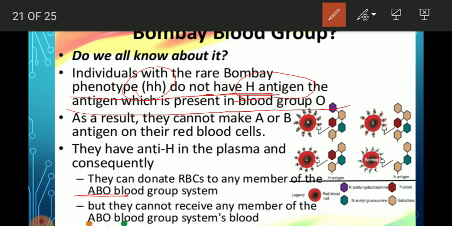So that H substance is produced while the H gene is present. The H gene, or H substance, or H antigen, is the precursor to the A and B antigens. So if the person has blood group B, it must produce the B enzyme that modifies the H substance to become the B antigen.